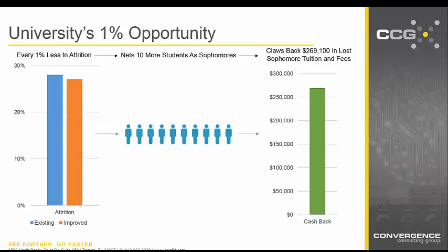That's approximately $270,000 in lost sophomore tuition and fees. And obviously, if these students who are leaving, the stop-outs, stay-outs, and transfers, that's also going to have an impact on graduation. So I think that's why we're tying these things so closely together: retention, graduation, and outcomes.